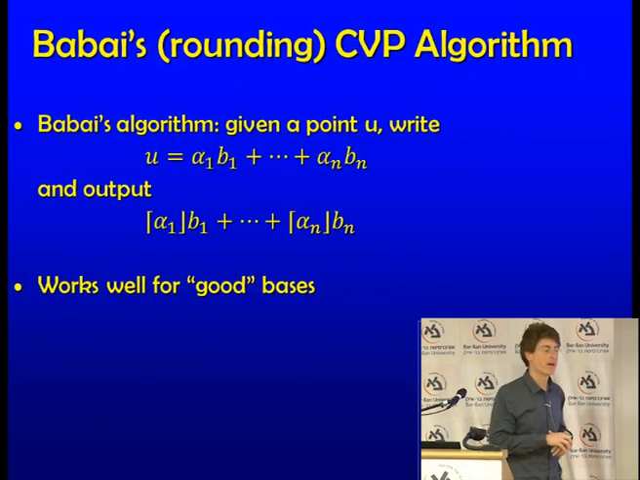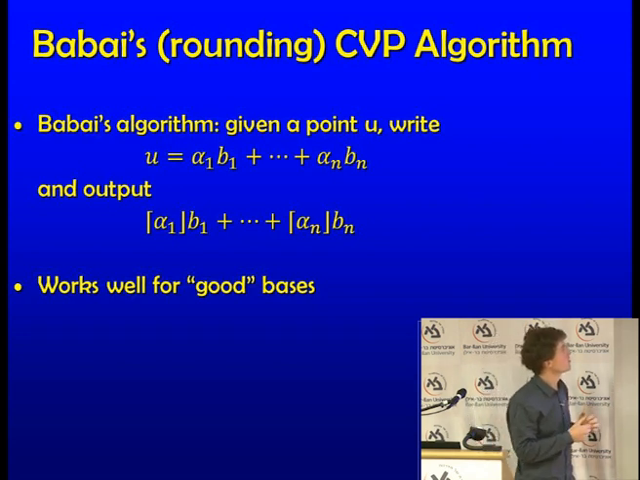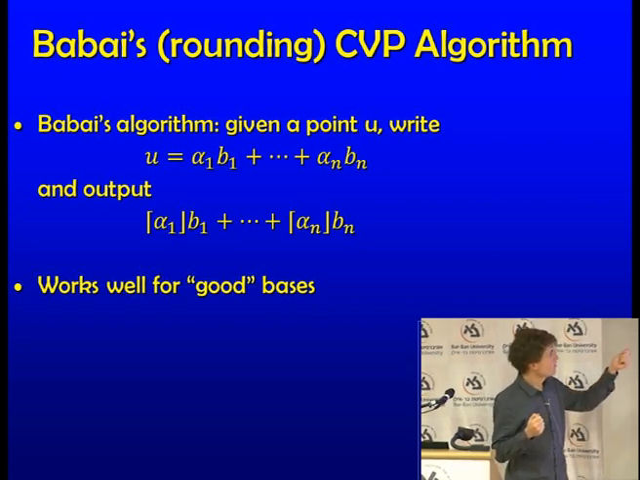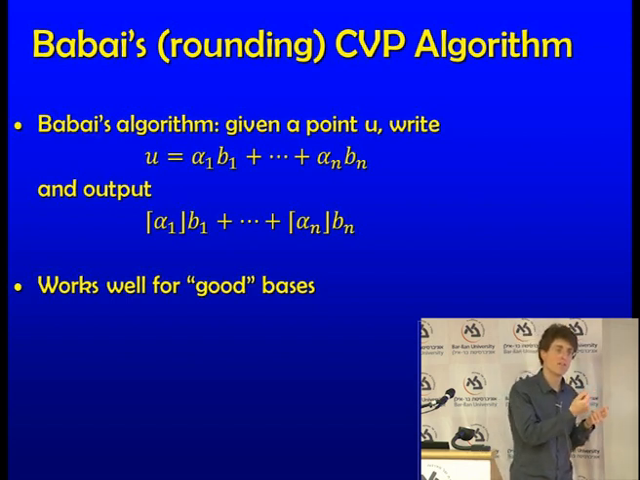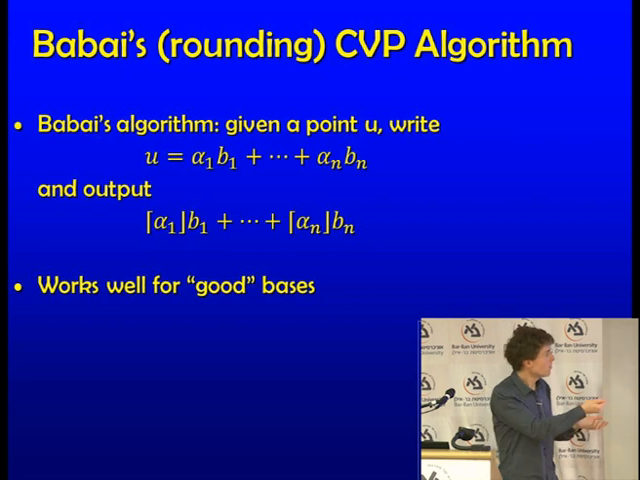Before I get to the actual story, I should tell you how one can try to solve CVP. I think this came up yesterday during Vadim's talk. This is an algorithm invented by Babai in the mid 80s, and the idea is actually pretty simple. He said you have a point and you want to find a nearby lattice point, so express that point as a linear combination of your basis vectors, again using Gauss elimination, and then round each coefficient to the nearest integer. So take each of these alphas, which are going to be arbitrary numbers, and just round them to the nearest integer.